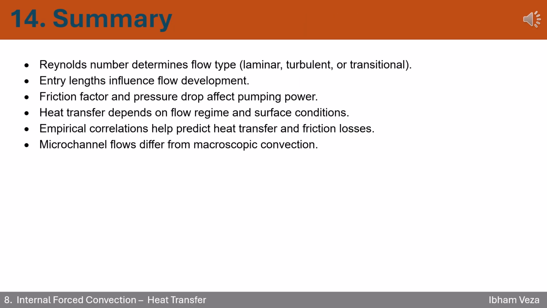Summary. Let's close by pulling everything together into a clear summary. Whenever you're analyzing internal forced convection, your first step is always to check the Reynolds number. It's the key to deciding if the flow is laminar, turbulent, or transitional. Then think about entry lengths, both hydrodynamic and thermal, since they tell you how far it takes for flow and temperature profiles to fully develop.